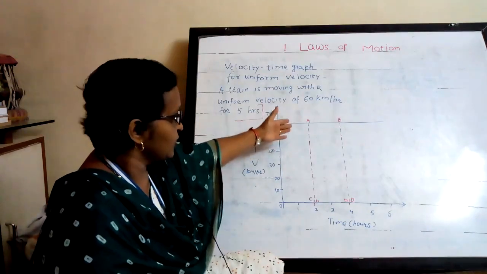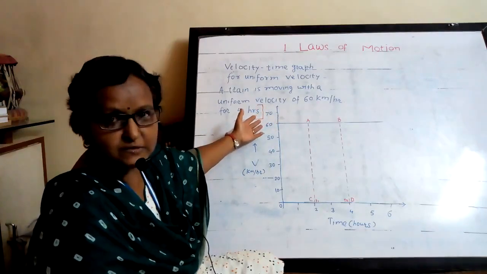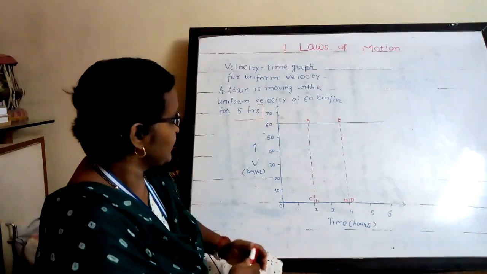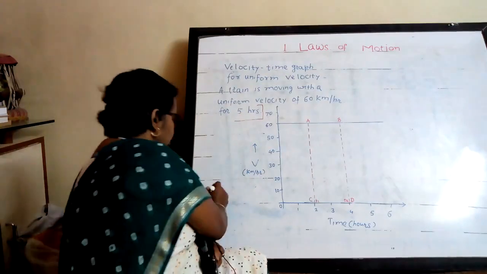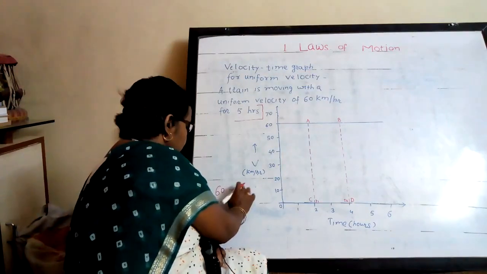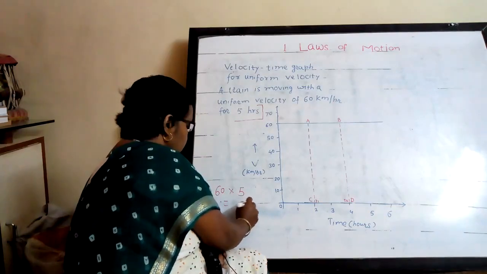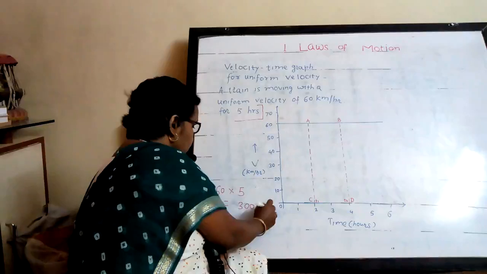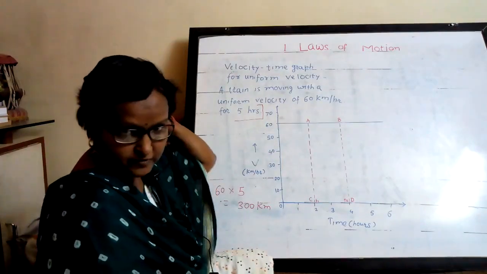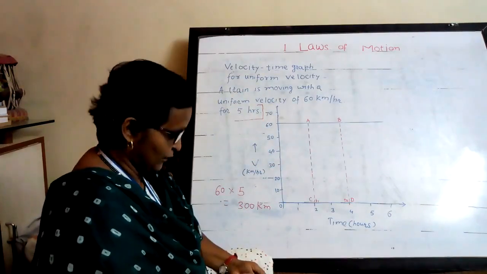Means in 5 hours, how much distance has it covered? Orally you can calculate. How much distance? 60 multiplied by 5, that will come to be, that you know very well, 300 kilometers, the total distance the train has covered in 5 hours with the continuous constant velocity of 60 km per hour.